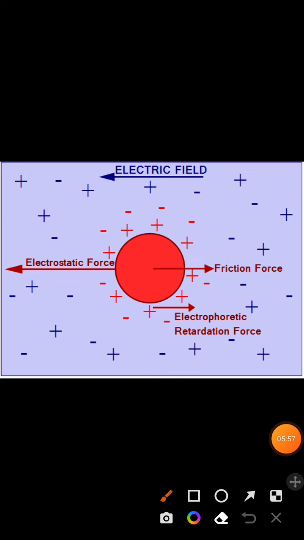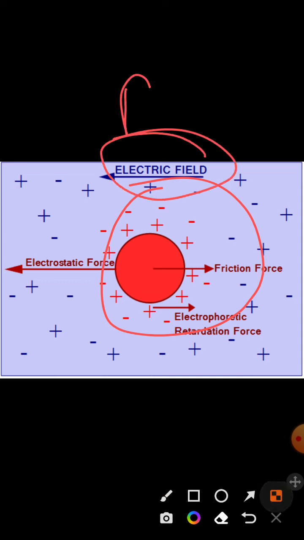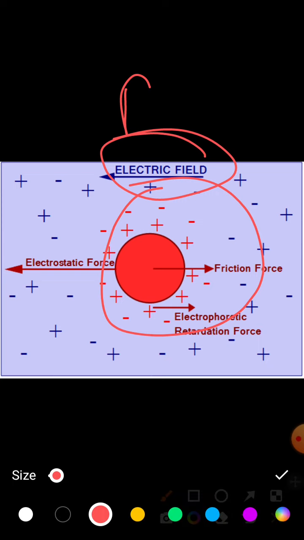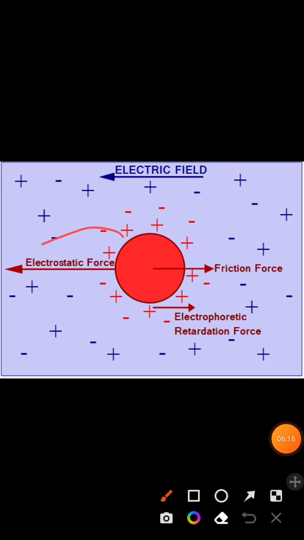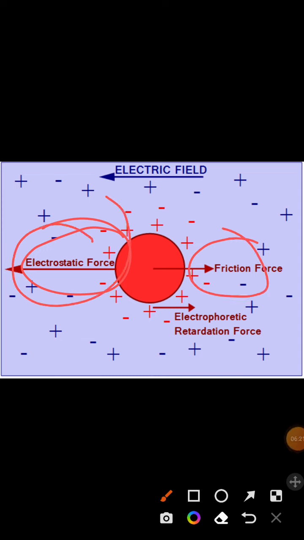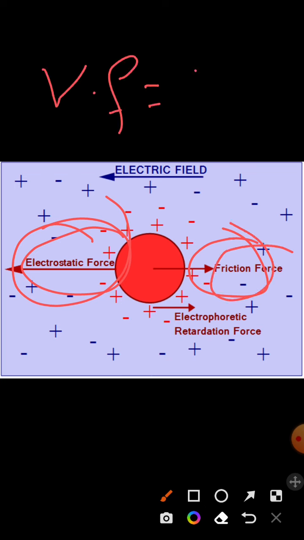Now the idea is, in a constant electrical field, all kinds of forces acting on that particular molecule will balance each other. That means if the electrical field is constant, all the forces working on that particular molecule balance each other. Here the electrostatic force is equal to the frictional force, that means Vf is equal to QE. Under such a condition all the particles will move with a constant characteristic velocity.